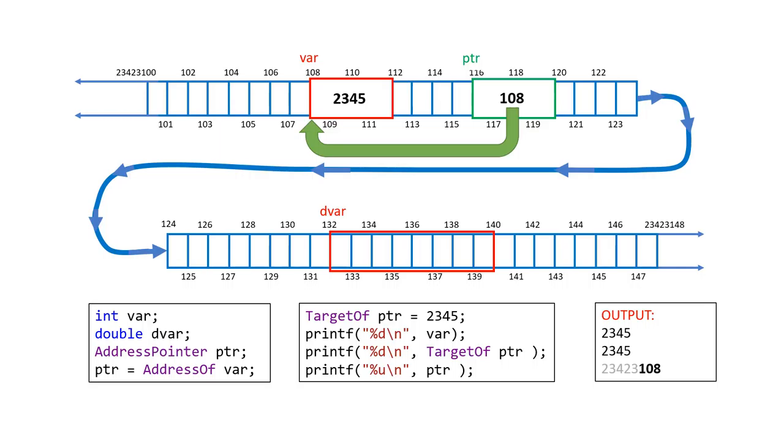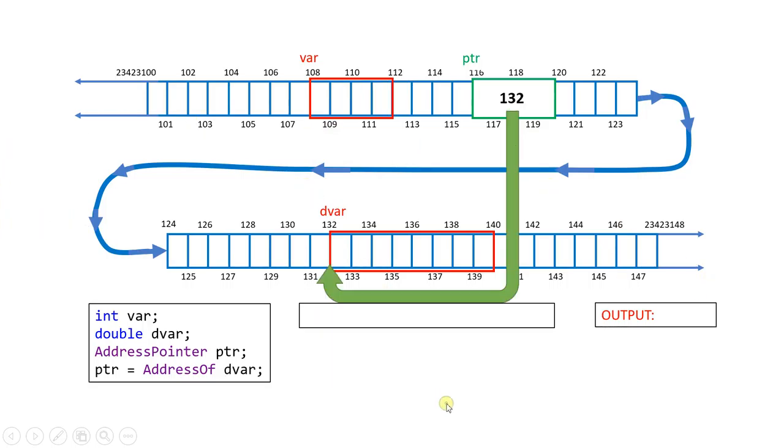Now, this has some flaws. The notations that I put over there that I just imagined, they have some flaws. Let's try something. What if I want to actually deal with my double value? I had a pointer called PTR, correct? So I am putting the address of DVAR into PTR now. What is the address of DVAR? So 132 goes over here, correct? Therefore, I can use the same terminology and say target of PTR is set to a big double value, correct?